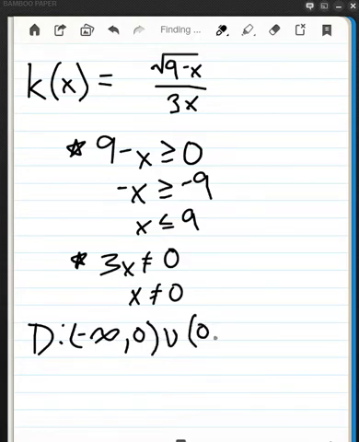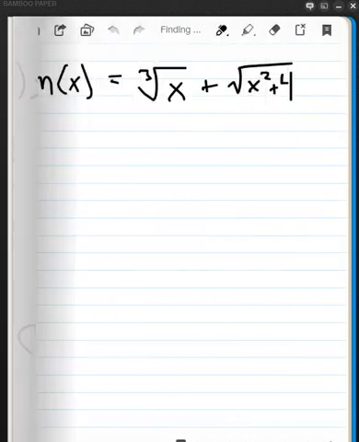And then we pick up from 0 all the way up to 9, which it can equal, and there's our domain. Any number between negative infinity and 9, inclusive of 9, but not equal to 0, would work for this function. So there's our domain. All right, let's look at more crazy stuff.